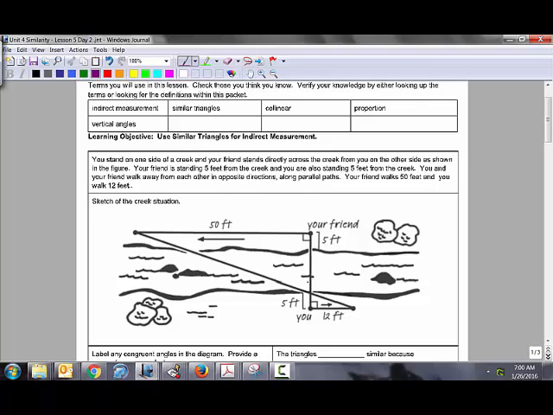Your friend walks 50 feet, so this would be 50 feet west, if we put a little north, south, east, and west here, and you walk a little bit more slowly, I guess, or just are not as energetic, and you only walk 12 feet to the east.